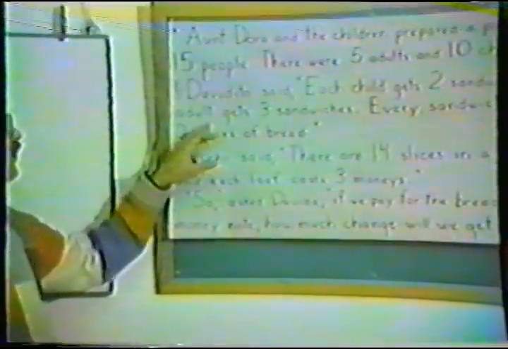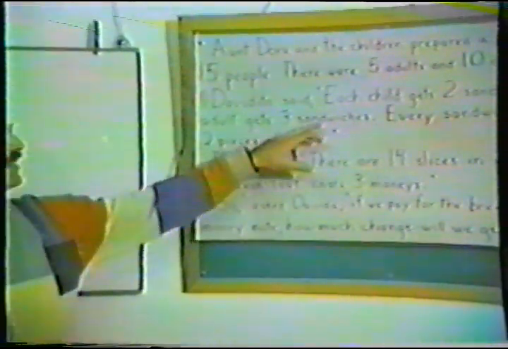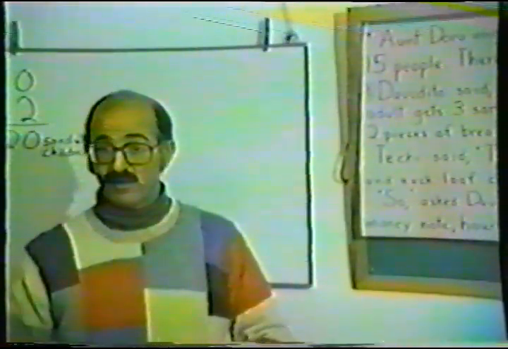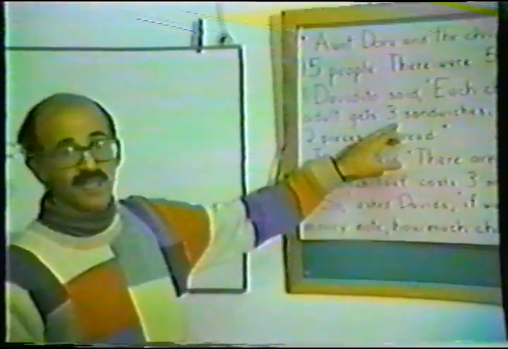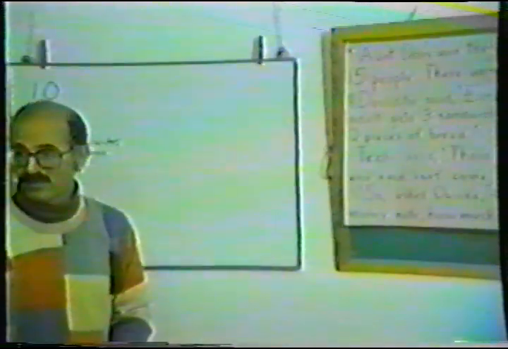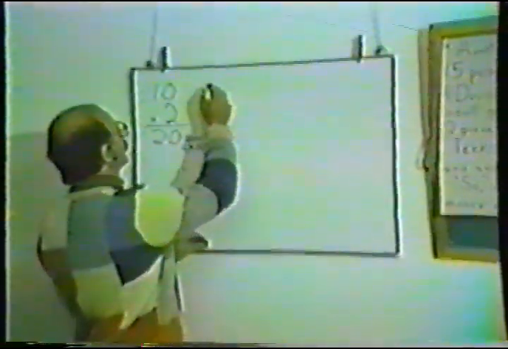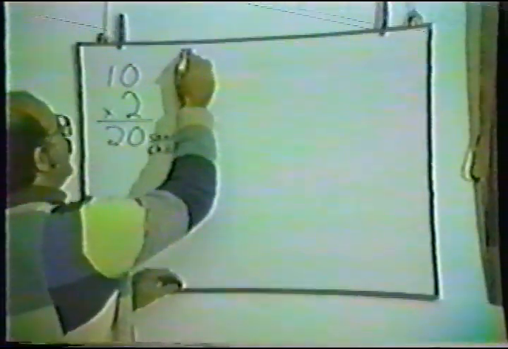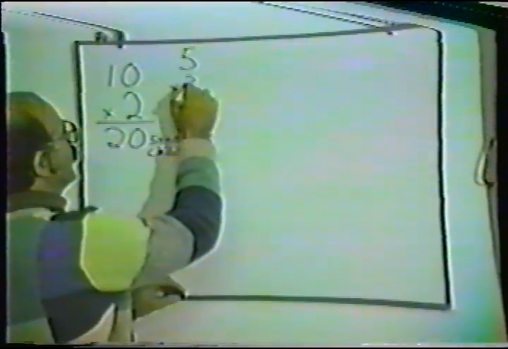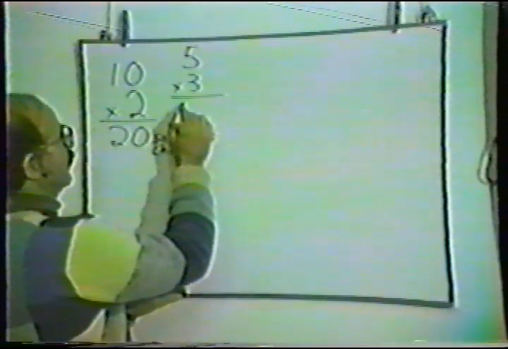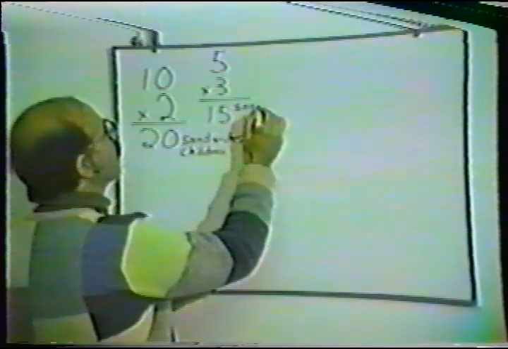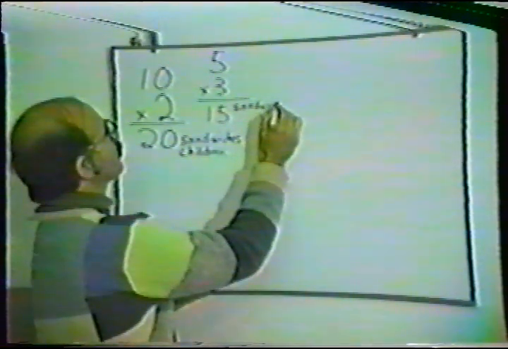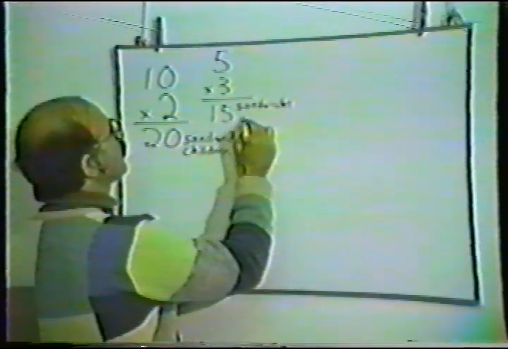Each adult gets 3 sandwiches. How many adults are there? 5. 5 adults, 3 sandwiches for each adult. What do we do with those 2 numbers? Multiply. 5 adults, 3 sandwiches for each adult. 5 times 3 is? 15. 15 what? Sandwiches. And who are those sandwiches for? Adults.